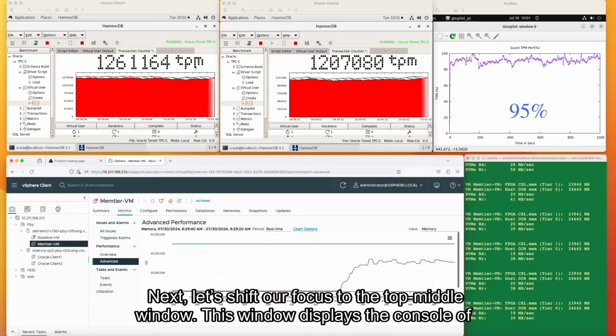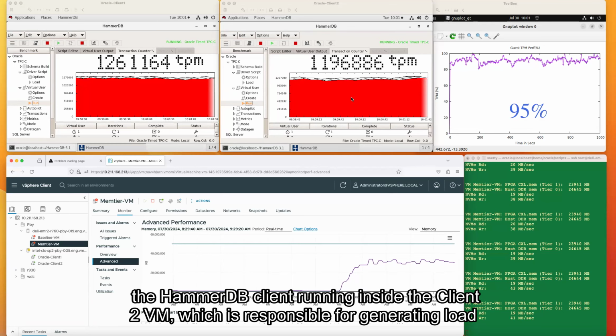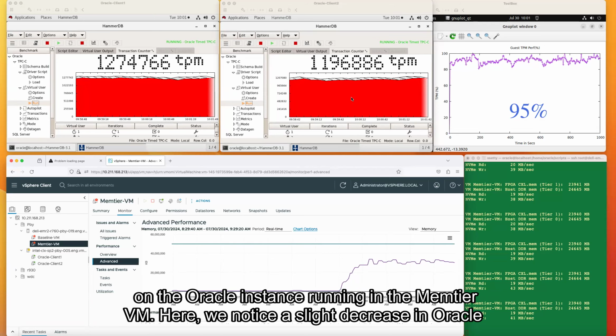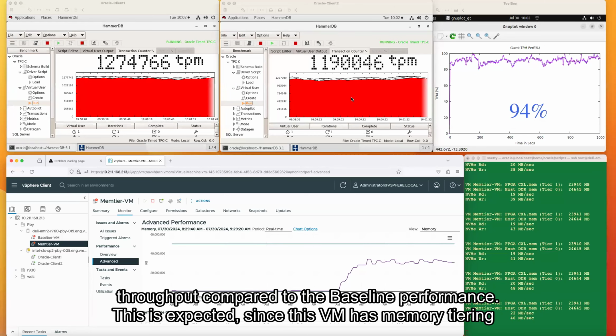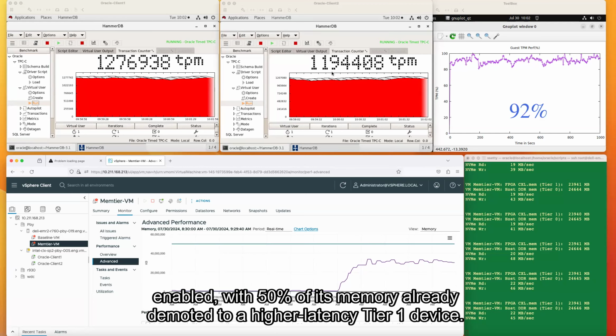Now let's shift our focus to the top middle window. The window here displays the console of the HammerDB client running inside the Client 2 VM, which is responsible for generating load on the Oracle instance running in the memtier VM. Here we notice a slight decrease in Oracle throughput compared to the baseline performance. This is expected since this VM has memory tiering enabled, with 50% of its memory already demoted to a higher latency tier 1 device.